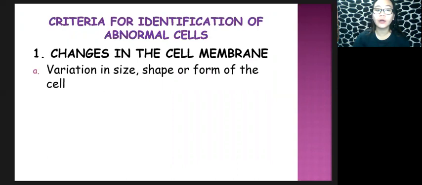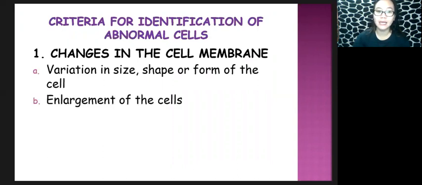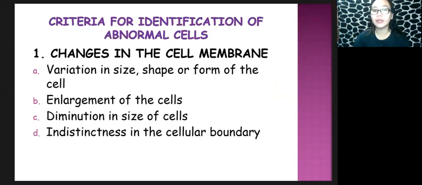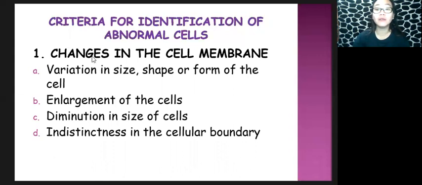So, criteria for the identification of abnormal cells. How would we know that a particular cell is abnormal? We have here some of the changes which are seen in the cell membrane of your abnormal cells. Of course, if a particular cell is abnormal, this will result in a variation in the size, in the shape, or even in the form of your cell. So this is attributable to changes in the cell membrane.